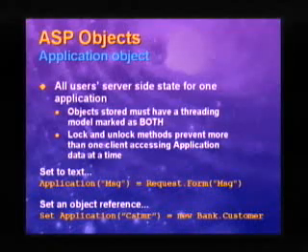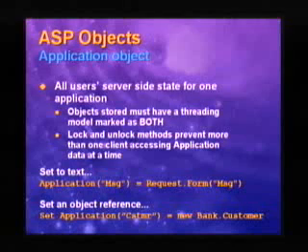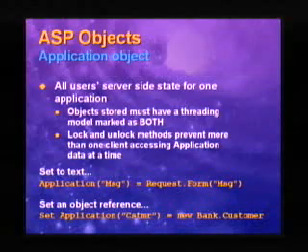You must have your object stored as a threading model of both if you're going to put objects in here. That is a requirement in IIS. They enforce that. The lock and unlock methods should be used when writing data or accessing data from the application object, as more than one application could try to overwrite data at the same time.